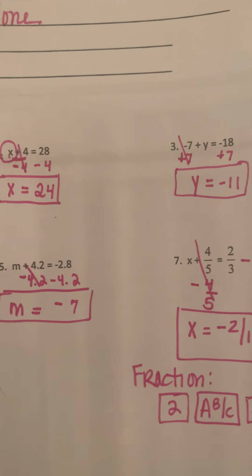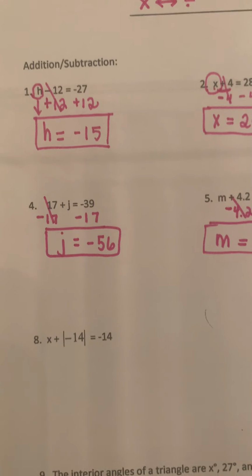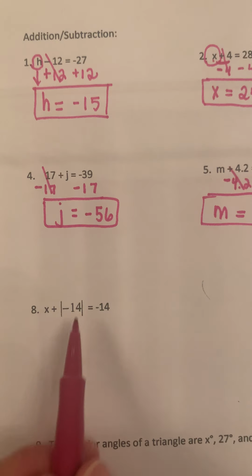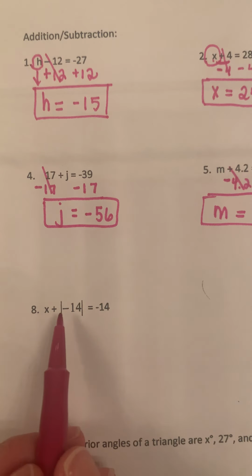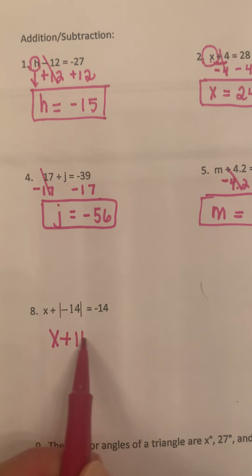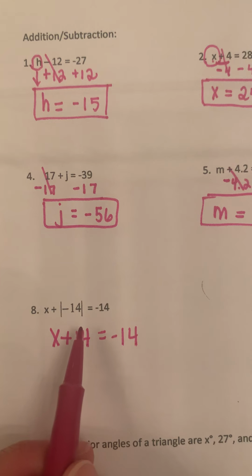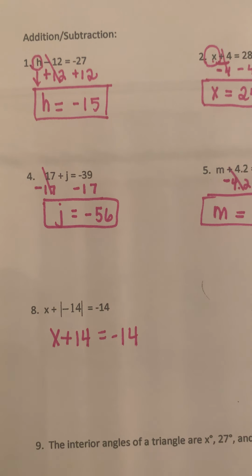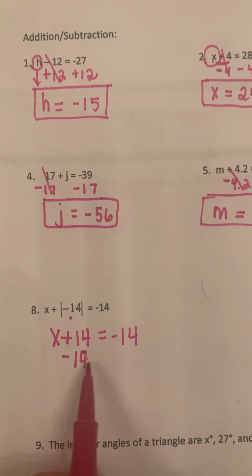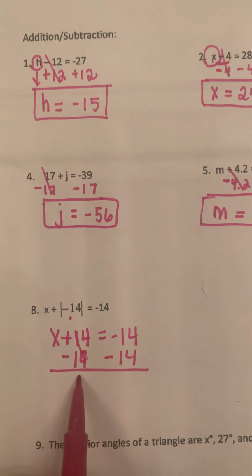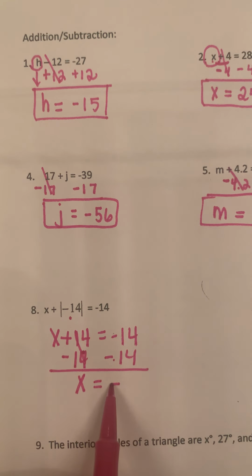Now the next one looks different, but you guys should have learned this last year. Absolute value of a number makes it positive. Hopefully you guys know why. Because the absolute value represents the distance from 0. So no matter which direction you're going, you're still walking a positive distance. So the absolute value of negative 14 becomes positive 14. I'm going to subtract this. And then a negative and a negative, you add them, keep the sign. Negative 28.